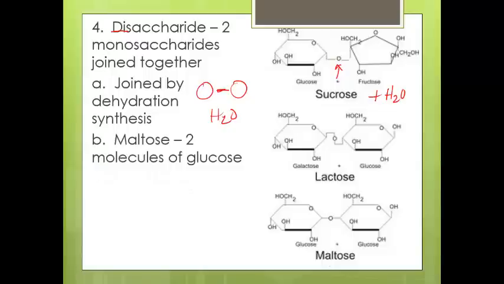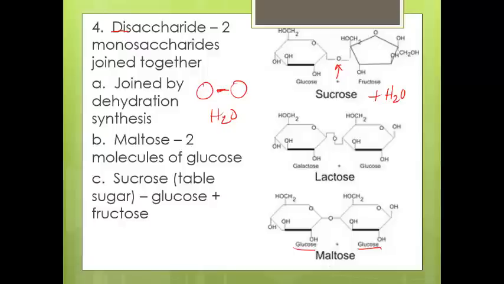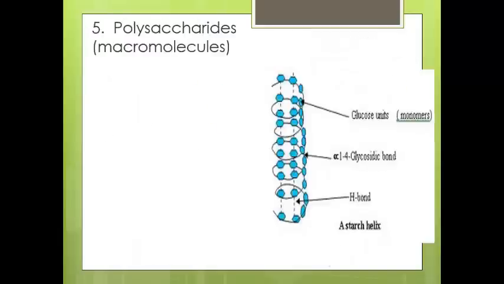Just some examples. Maltose down here, it's 2 glucose molecules bonded together. Sucrose, which would be table sugar, what you maybe sprinkle on your Rice Krispies in the morning, what you use for baking. Sucrose is glucose and fructose. So it's a fruit sugar with a glucose, which is kind of the most common monosaccharide we think of. And then lactose would be a glucose and a galactose. So you can bond them in all sorts of different arrangements. You get different disaccharides depending on what you bond together.